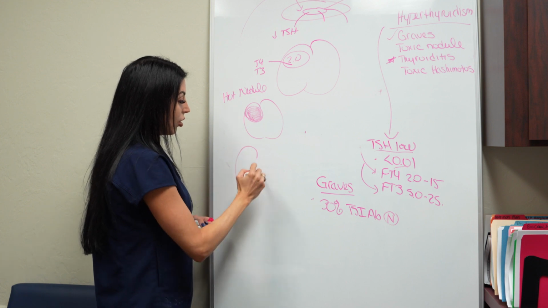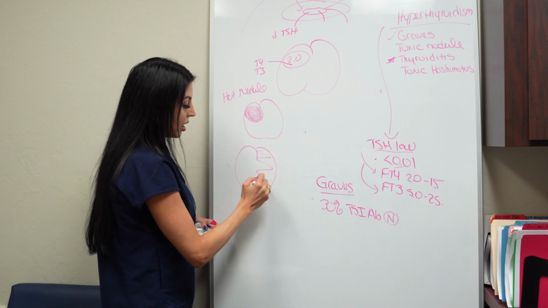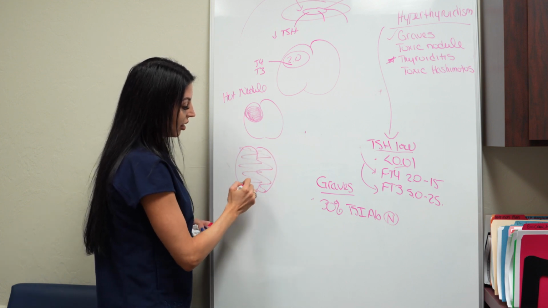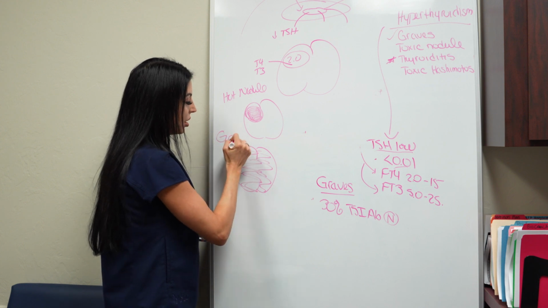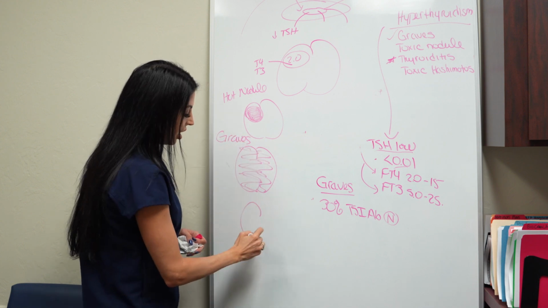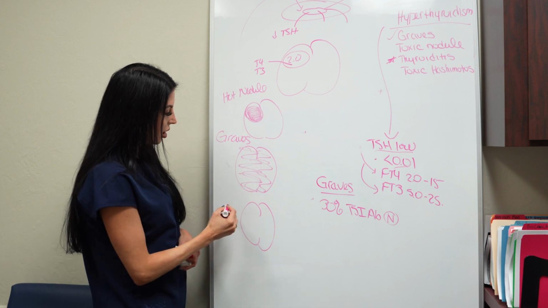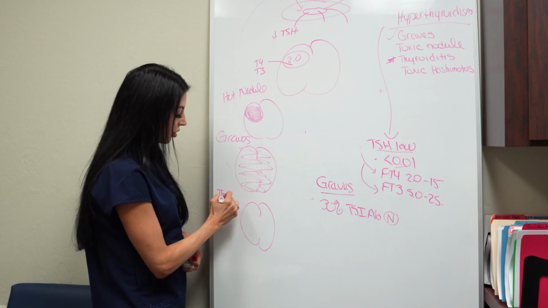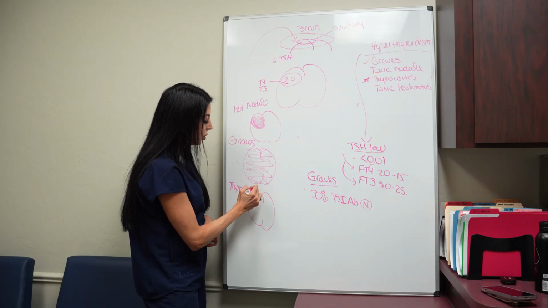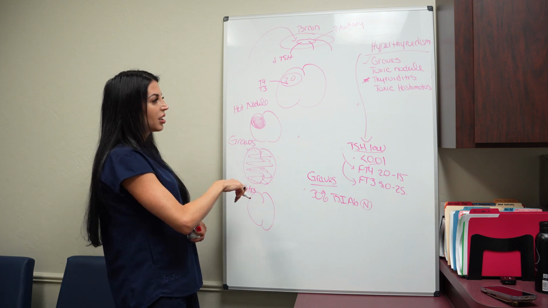If they have their whole gland that lights up on the uptake and scan, right? It says diffuse uptake and it looks like a Christmas tree. This is gonna be Graves' disease. But if they have nothing that uptakes and they have low uptake, this is gonna be thyroiditis. And again, it's really important to know the difference because you treat all these differently, right?